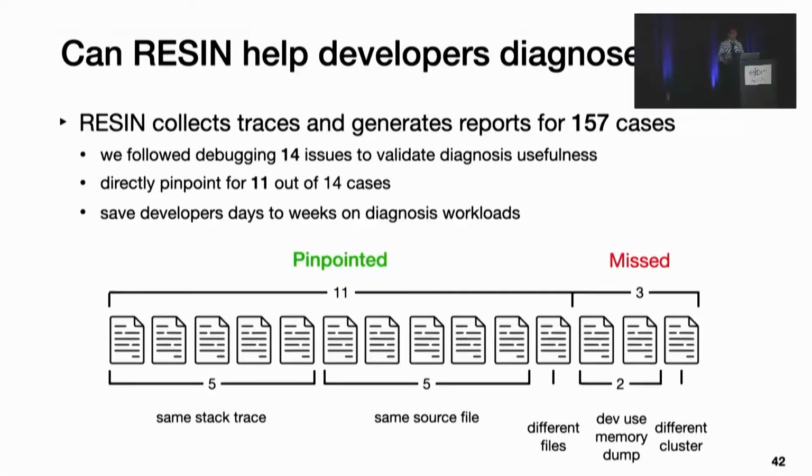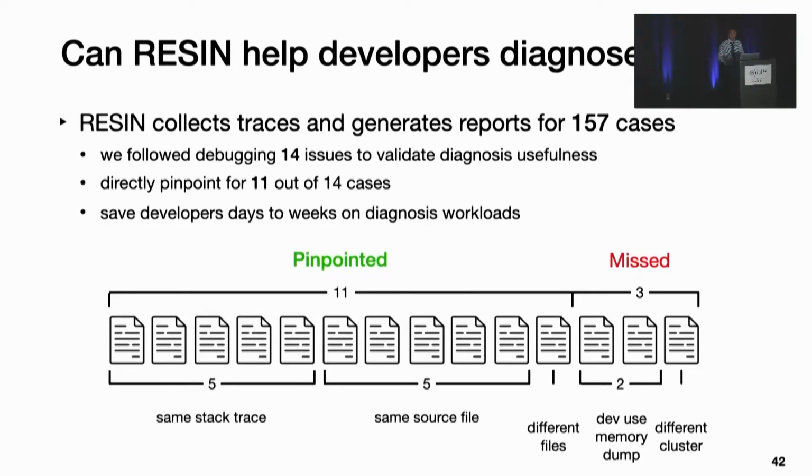We also evaluate how useful the diagnosis result is. RESIN in total collects and generates reports for 157 cases. We cooperated with developer teams to debug 14 cases among them. In 11 out of 14 cases, the diagnosis result directly pinpointed the root cause function. The pinpointed function is usually close to the fix. For the 3 missed cases, developers either found the memory dump more directly useful, or they collected more useful traces on their private testing cluster.